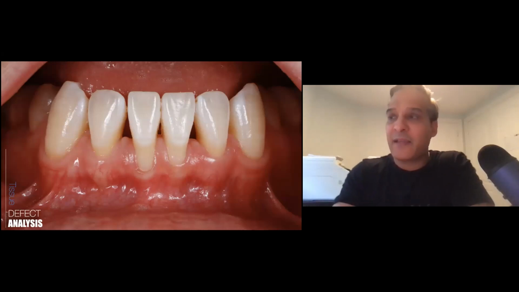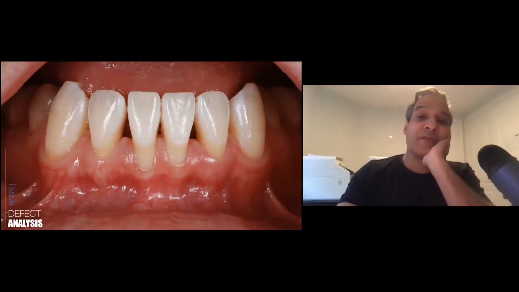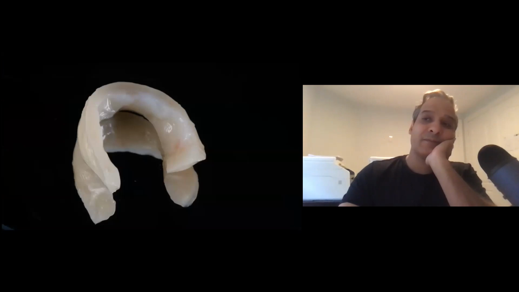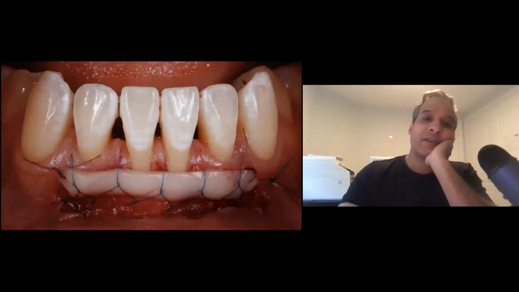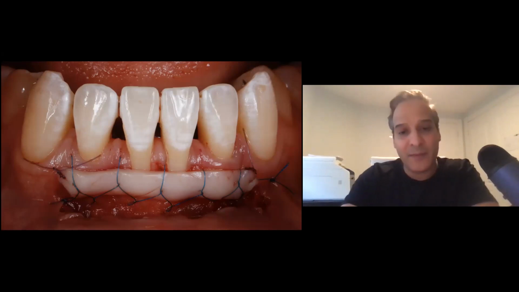Here's another case, similar concept. You can see this is a newer case. My photography is better. Same concept, we're doing a free gingival graft. Here's my graft harvested. The graft is stabilized and sutured in place against the recipient bed. Here you can see that I've sutured the apical part of the flap down into the periosteum to create that vestibular depth. And again, my goal was just to get a nice band of keratinized tissue.